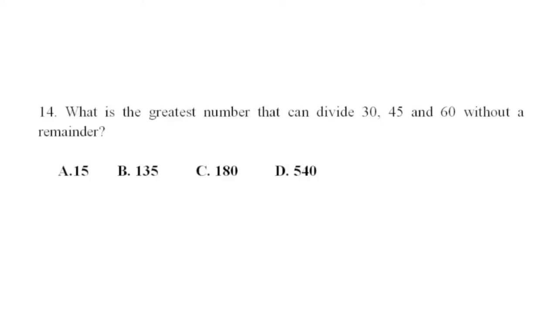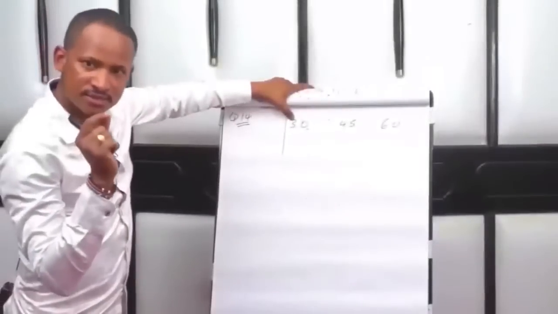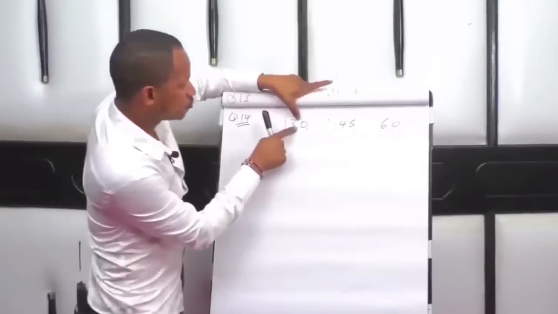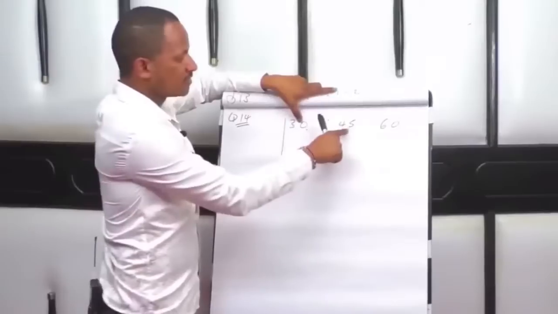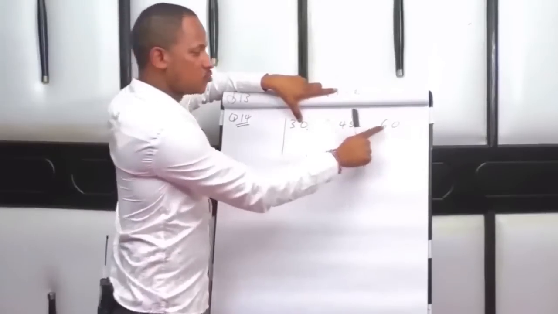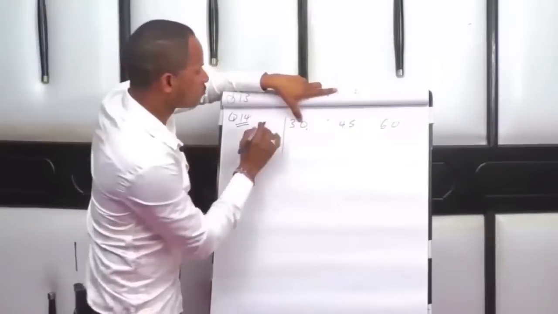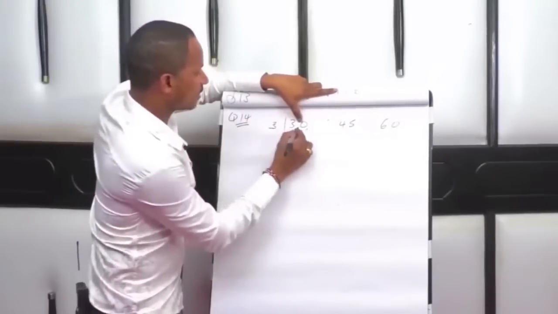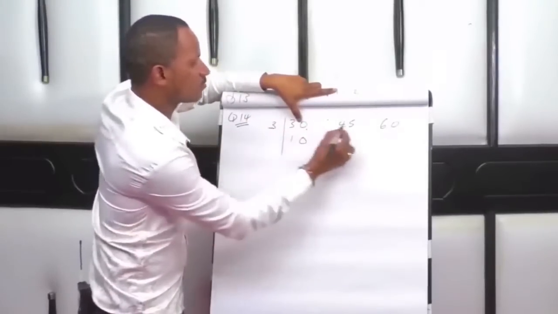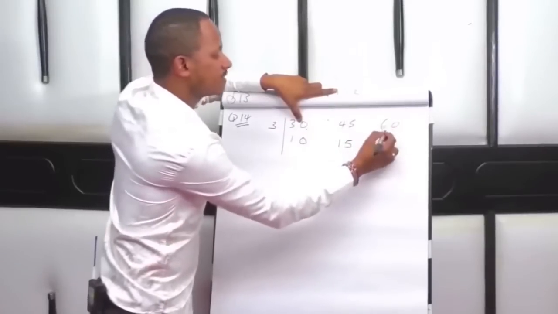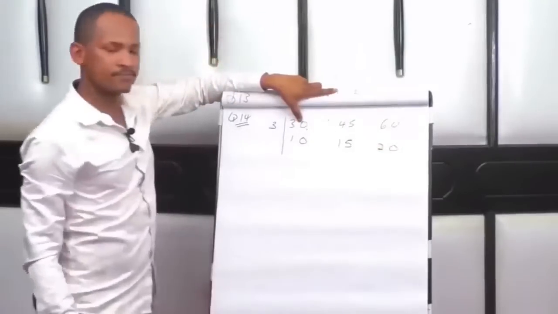So start with the least prime factor. If you use 2, 2 can divide this, yes, but 2 will not divide this one without a remainder. So there's a remainder, so we drop 2. Therefore, go to 3. 3 can go into 30 10 times, into 45 15 times, and into 60 20 times.